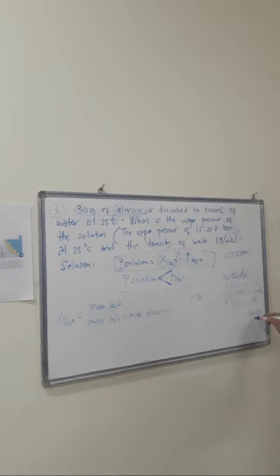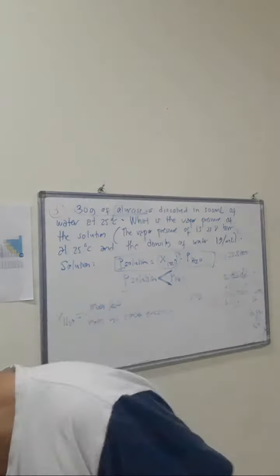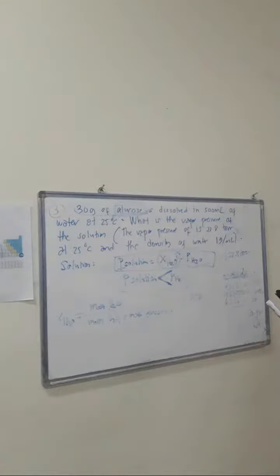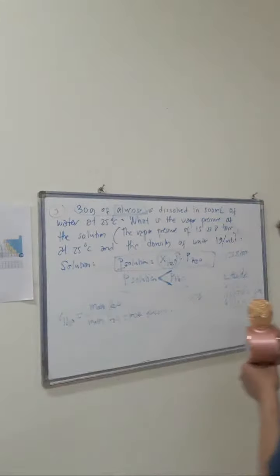Quick review. So 6 times 12 is 72. 12 times 1.008 is 12.096. 6 times 16 is 96. Then 12.096 plus 72 plus 96 gives 180 grams per mole, the molecular weight of glucose.